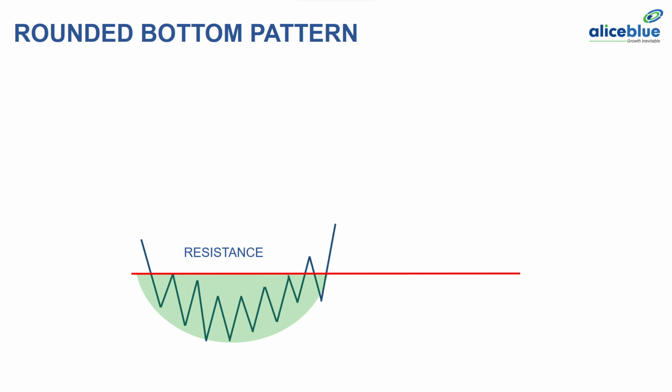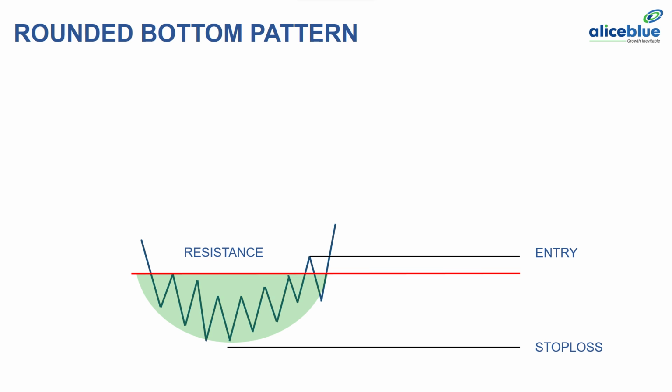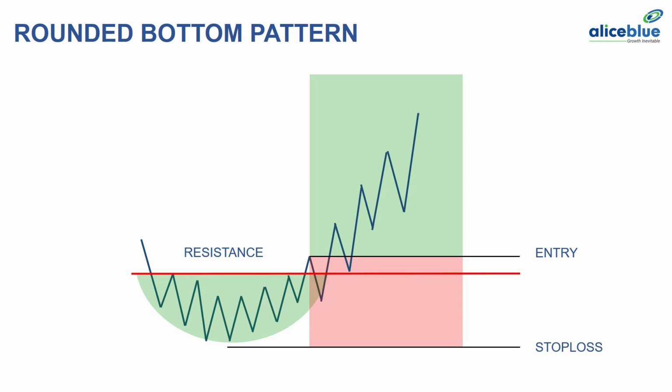Once the resistance is taken out, the resistance will become a support. From that level, there is our entry, and our stop loss will be on the swing low. And our target will be based on a risk reward ratio of 1:1.5 and 1:2. This is our target based on our stop loss value points.